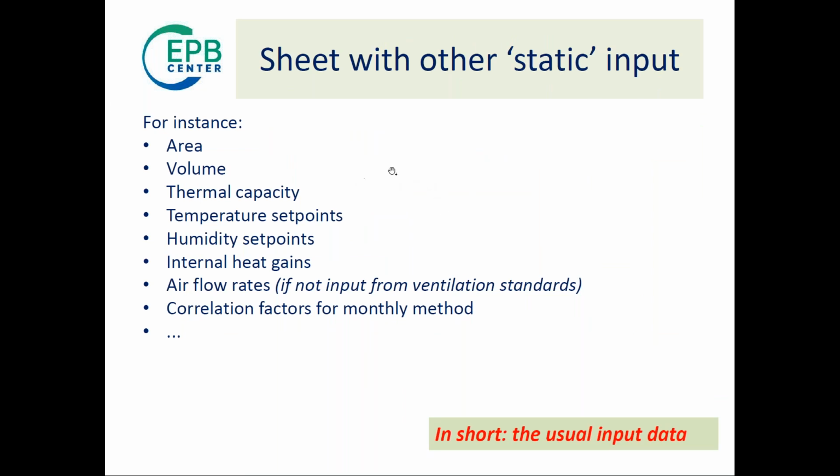And then you have a sheet with other static input, so time-invariable input like area, volume, thermal capacity, temperature set points, humidity set points, internal heat gains, airflow rate if it's not an input from the ventilation standards, correlation factors for the monthly method, and again, the usual input data.